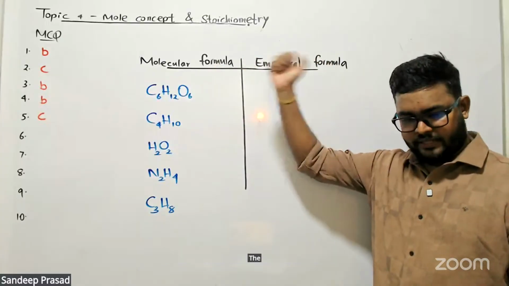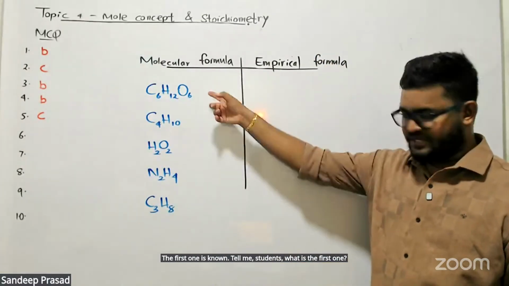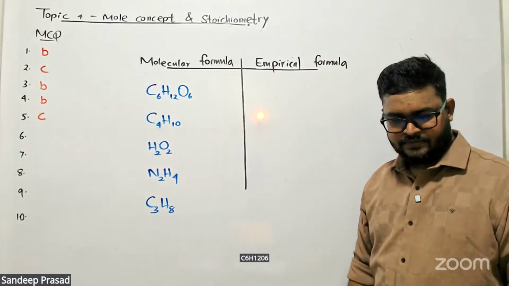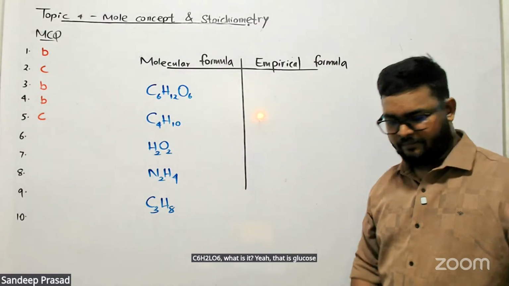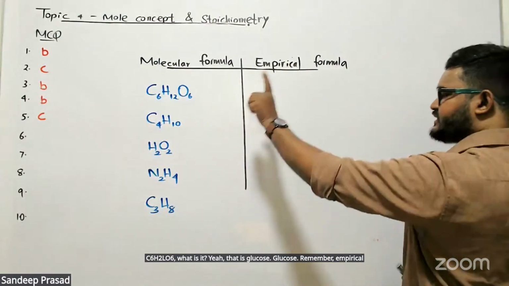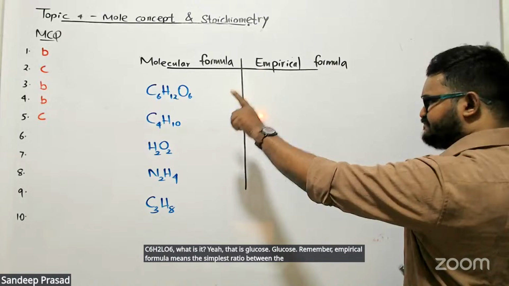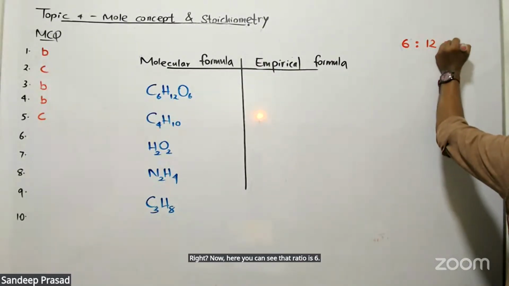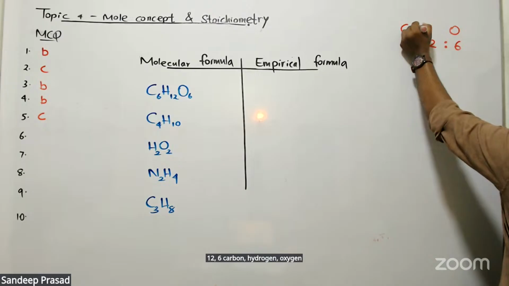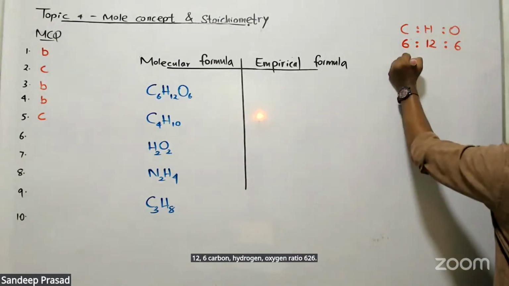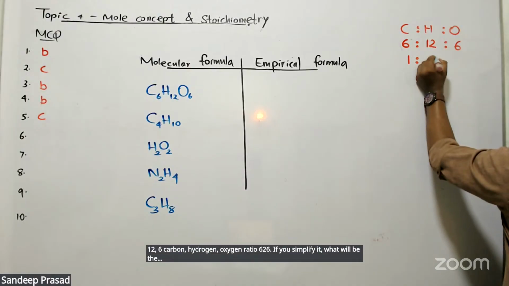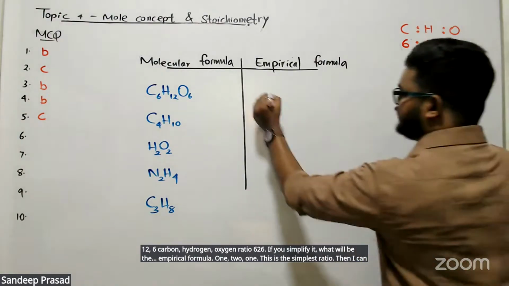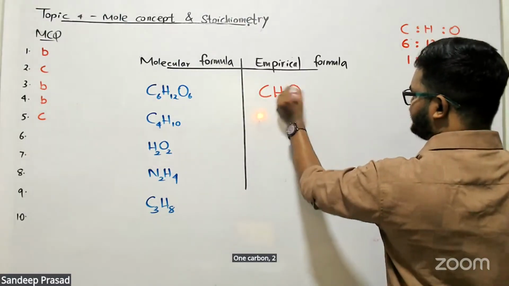The first one is known. Tell me, students, what is the first one? What is this formula? You know this compound. C6H12O6. What is it? Yeah, that is glucose. Remember, empirical formula means the simplest ratio between the atoms in a molecule. Now here you can see that the ratio of carbon, hydrogen, oxygen is 6, 12, 6. If you simplify it, what will be the empirical formula? 1, 2, 1. This is the simplest ratio. Then I can write it down: 1 carbon, 2 hydrogen, 1 oxygen. This is the empirical formula.